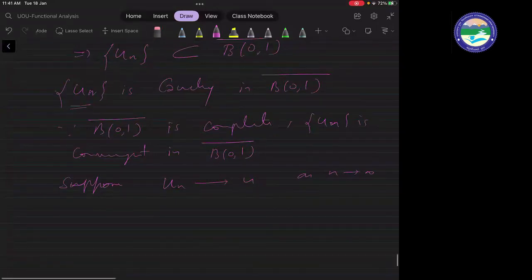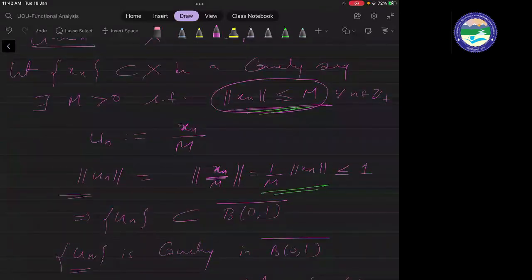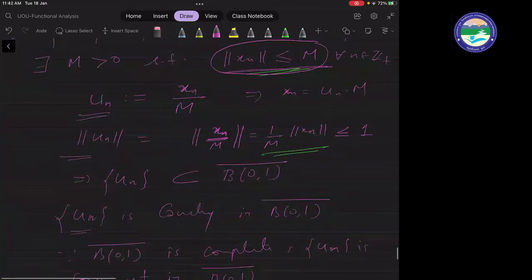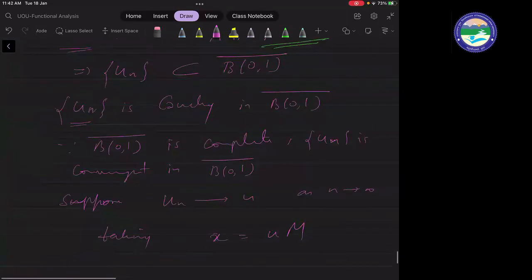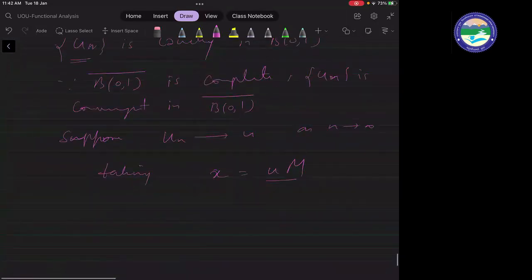Now take x equal to u into m. ध्यान दीजिए हमने xn को कैसे डिफाइन किया था, un को कैसे डिफाइन किया था, xn equal to un into m, और un कन्वर्ज कर रहा है u की ओर. अब हम x equal to um कह रहे हैं. It's easy to see that xn converges to x, which is u into m.